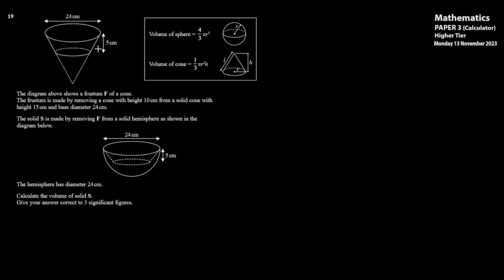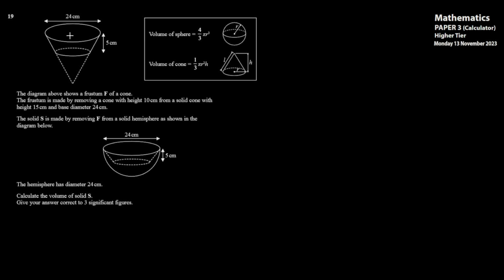Okay, question 19 offers us spheres and cones. We've got a frustum, which is made by cutting off the top of a cone from a larger cone, and that frustum is then cut out of a hemisphere, and we've got to work out what volume remains from the hemispherical solid shape. We've been given all the dimensions.